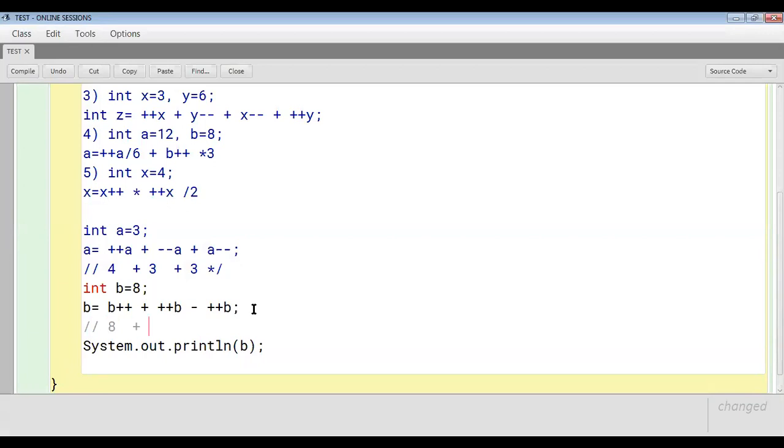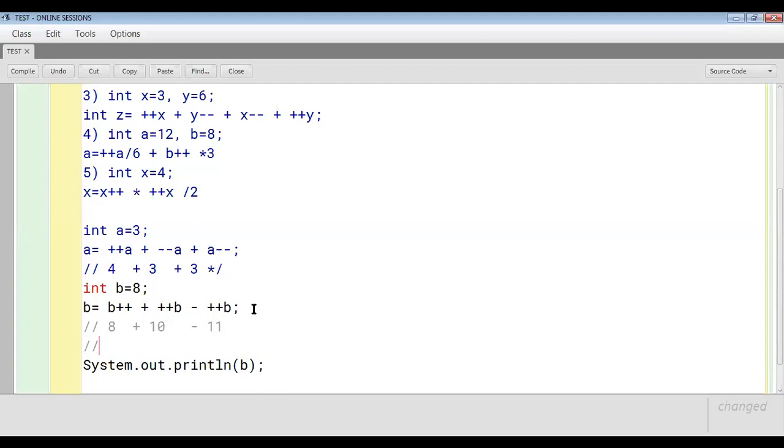And then here I have plus plus b. Is it pre or post? This one is pre now, so it will change before the action. So 8 has become 9 and then 9 has become 10. Then plus plus b means again it is pre. It will work on the principle of change before action. So here 10 will become 11. So 8 plus 10, 18. 18 minus 11, and 18 minus 11 is 7.